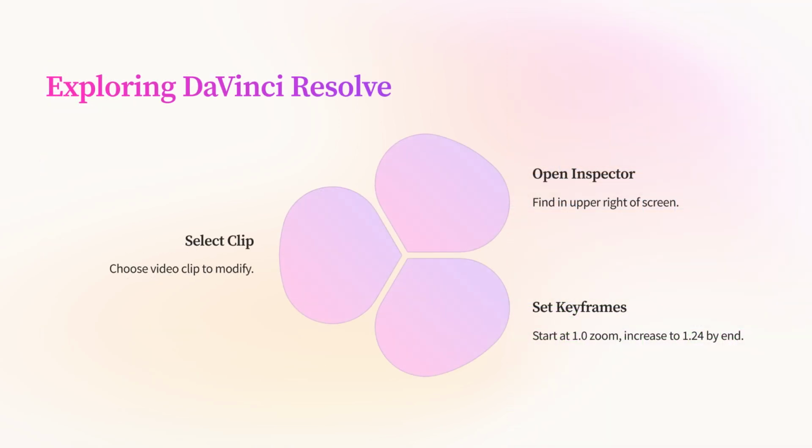The AI isn't limited to spreadsheets. Let's switch gears to video editing with DaVinci Resolve. If you've never used this free software, it's a robust tool for creating professional quality videos. Say you want to zoom in on a clip from start to finish. 1. Select the clip and open the inspector panel, found on the upper right of the screen. 2. Adjust the zoom settings. Use keyframes to animate the zoom effect, starting at 1.0 and gradually increasing to, say, 1.24 by the end of the clip. 3. The AI walks you through each step, ensuring your timeline looks smooth and polished.